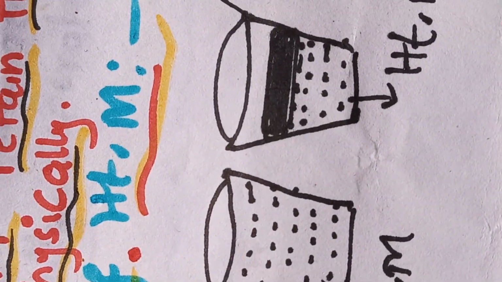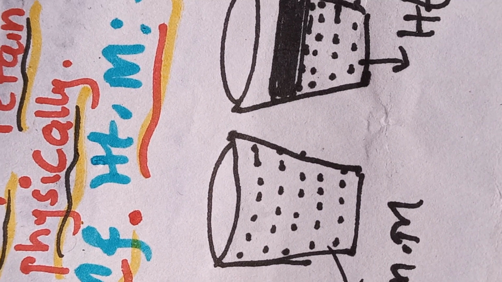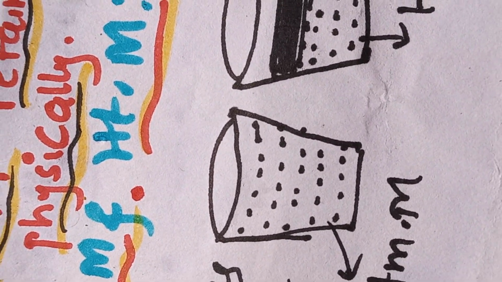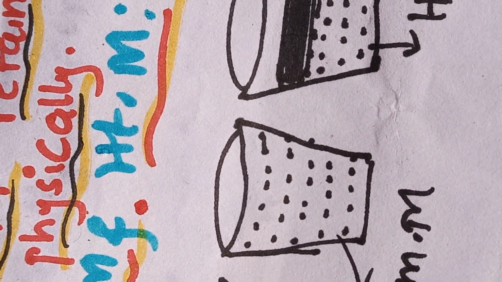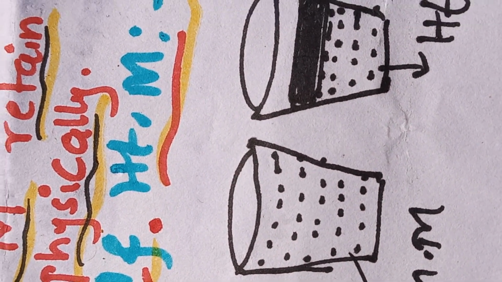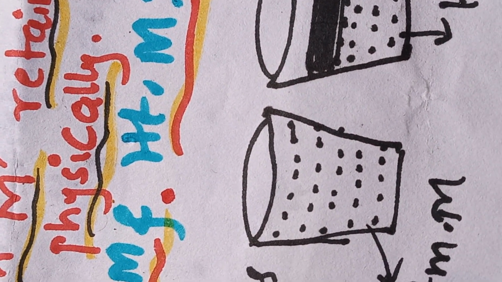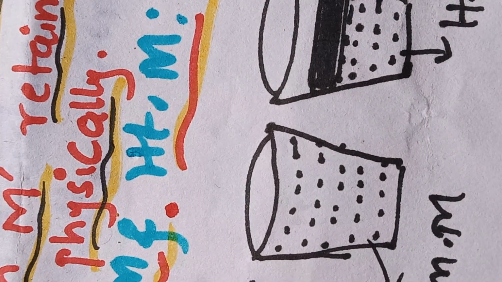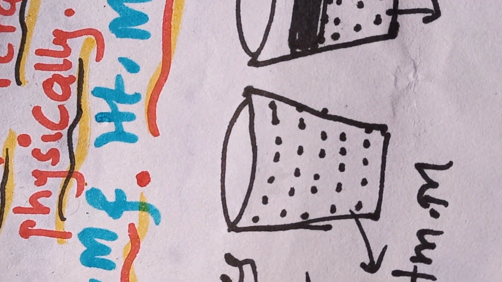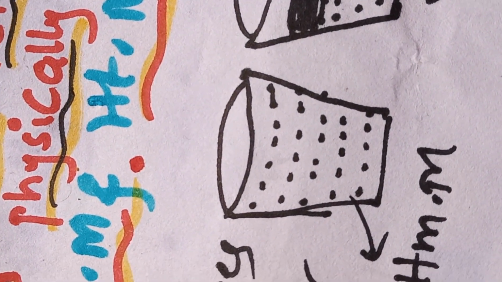If we take two glasses, in the first glass we take some water and add salt to it. Then the salt will be dissolved in it and we will not see the salt with our naked eye. Such mixtures are known as homogeneous mixtures.